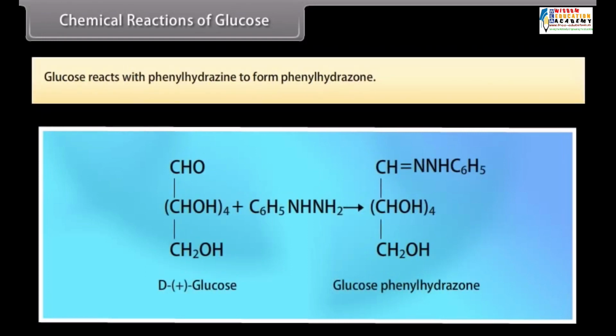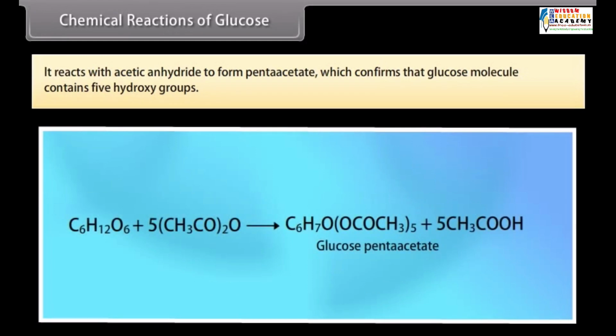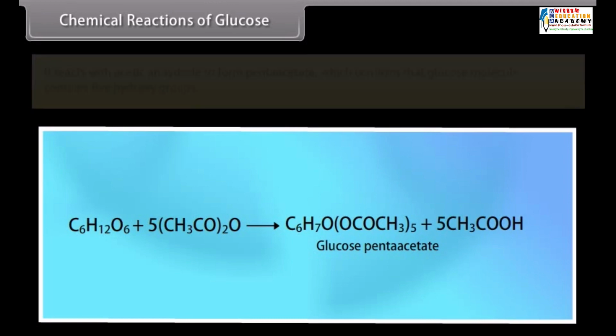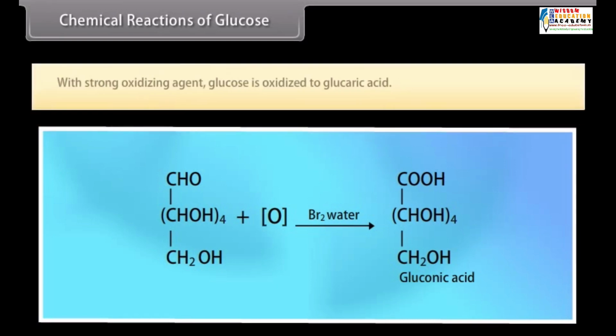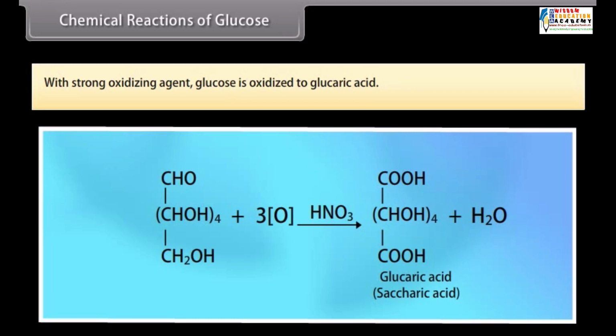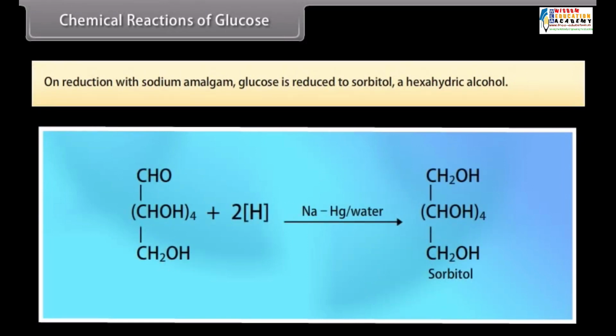Glucose reacts with phenylhydrazine to form phenylhydrazone. It reacts with acetic anhydride to form pentaacetate, which confirms that glucose molecule contains 5 hydroxy groups. With mild oxidizing agent, glucose is oxidized to gluconic acid. With strong oxidizing agent, glucose is oxidized to glucaric acid. On reduction with sodium amalgam, glucose is reduced to sorbitol, a hexahydric alcohol.